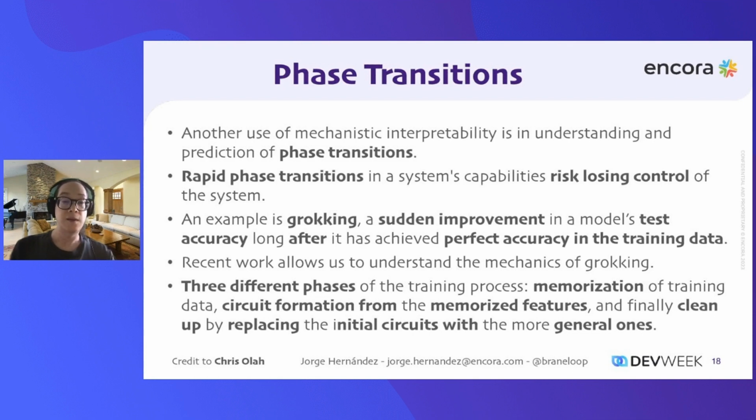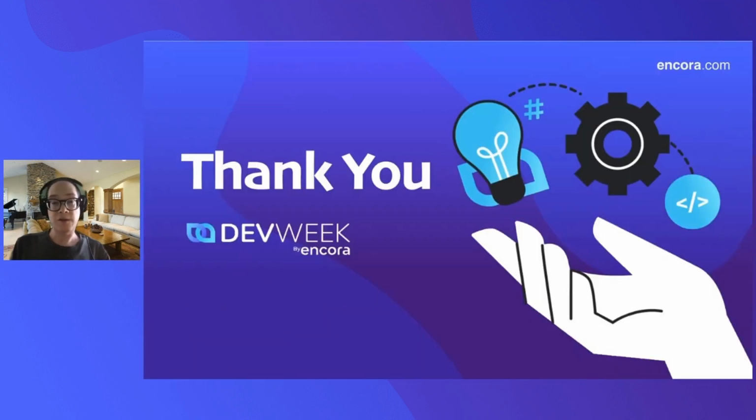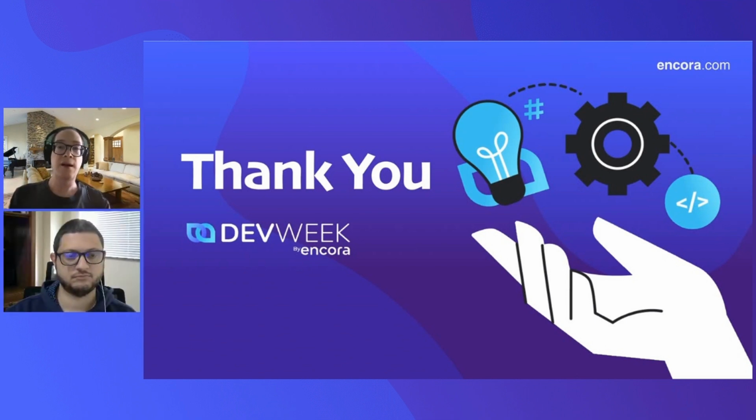Recent work on that found that there are three different phases. First, it memorizes the data, then it forms circuits from the memorized features, and then, when it learns to generalize, it takes those learned circuits and replaces them with new circuits. So those are some of the lines of research in alignment. This is an important area, and there's tons of work in it.